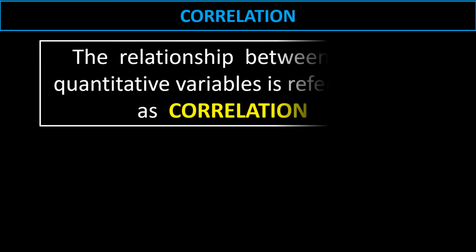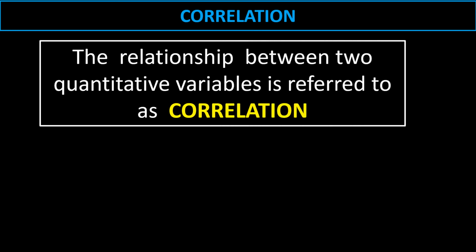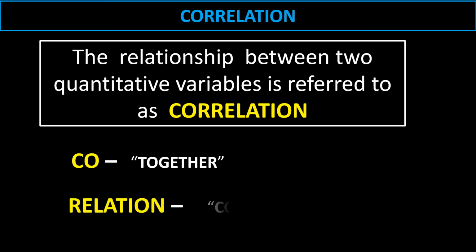Now let's look at the term correlation, right? Instead of just talking about the relationship between two quantitative variables, we can say it's a correlation. So correlation is actually just one word to explain the relationship between two quantitative variables. Okay, let's look at the word correlation. It has a prefix which is co, which means together, and then relation means a connection. So this is the together connection, or the connection between the two variables.